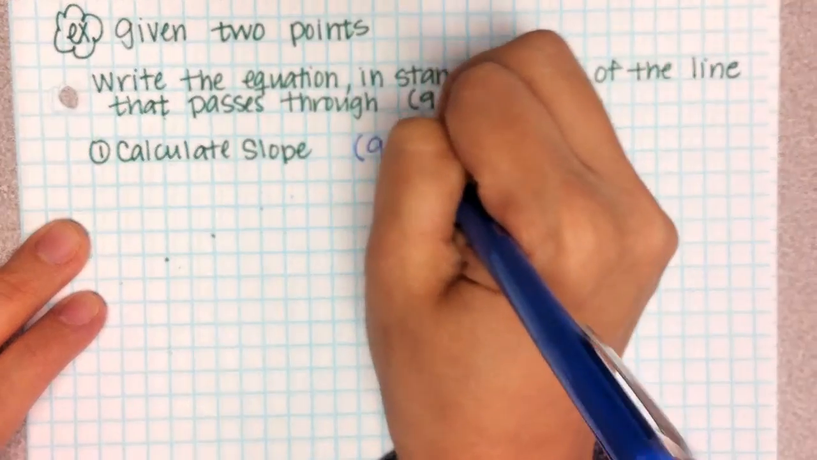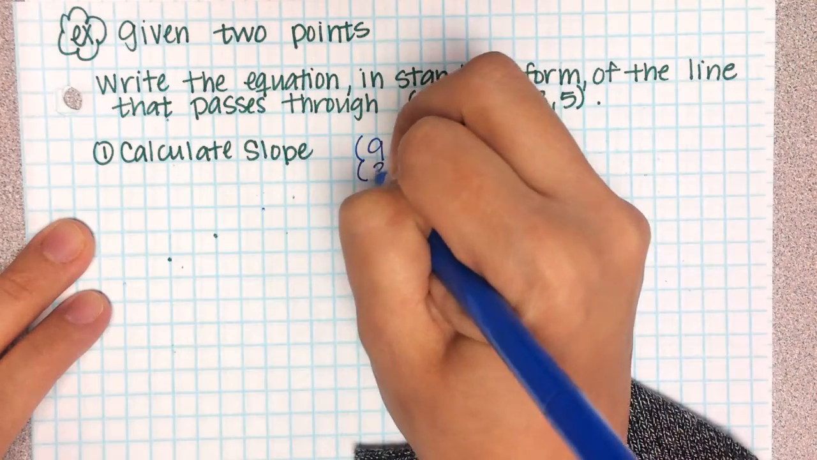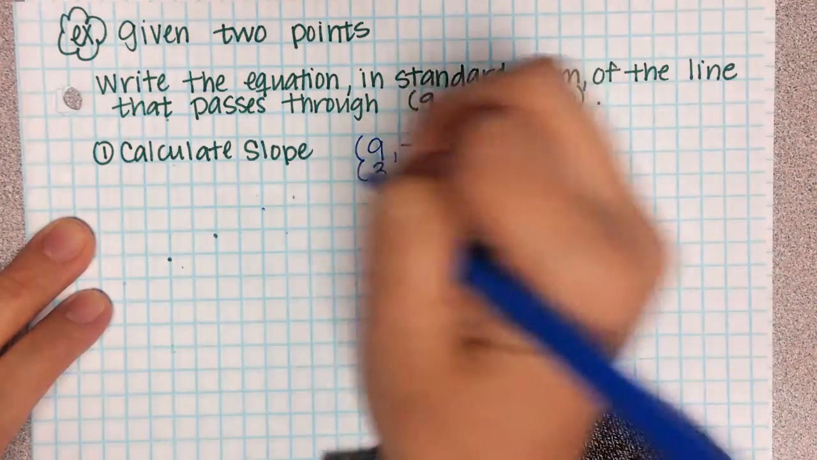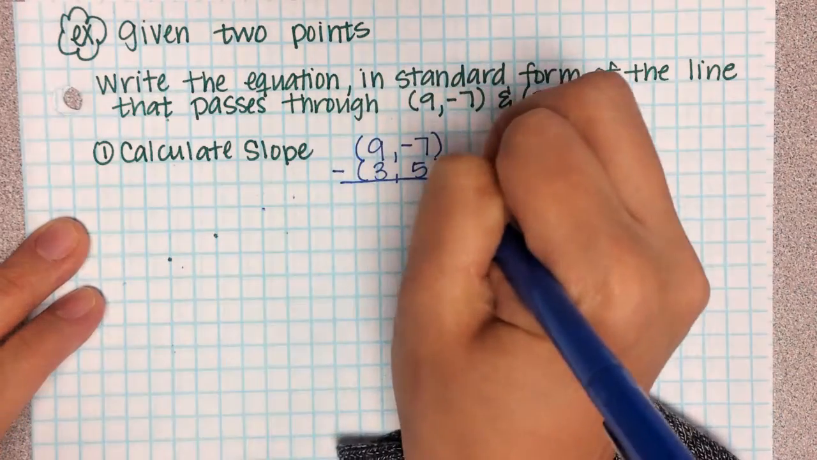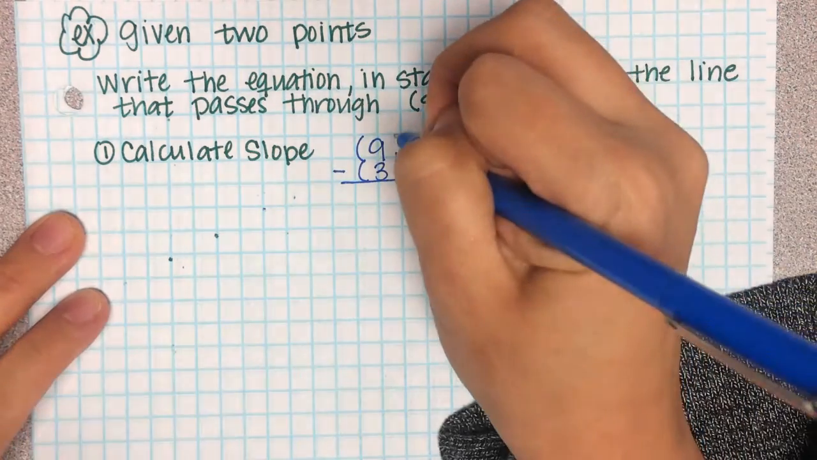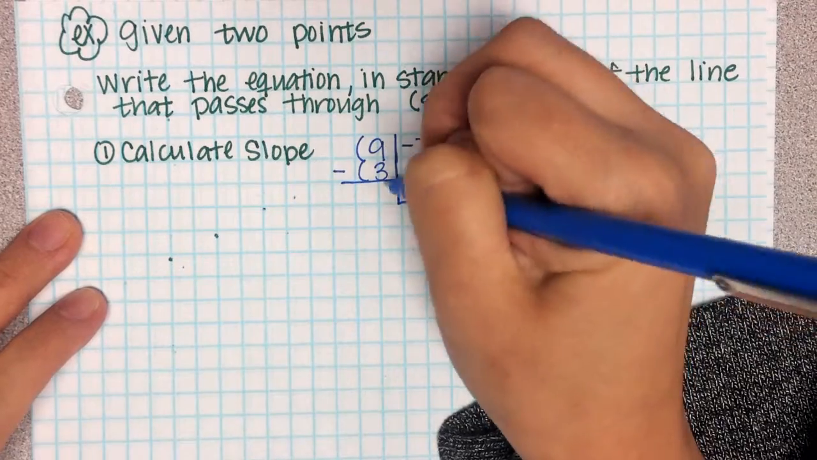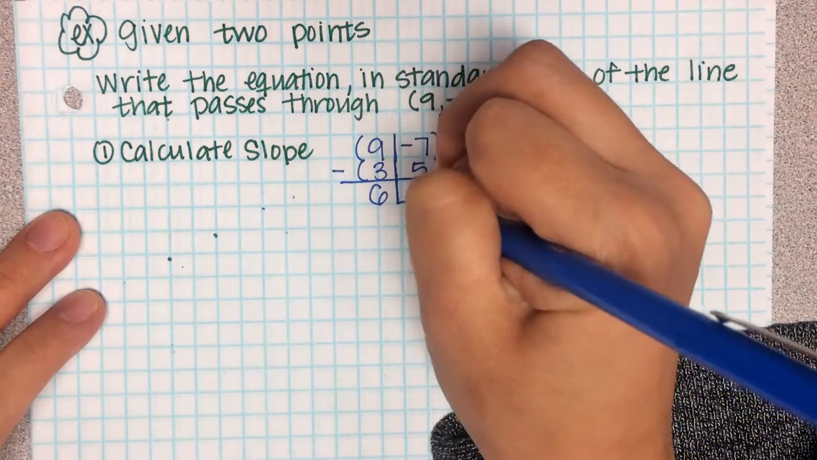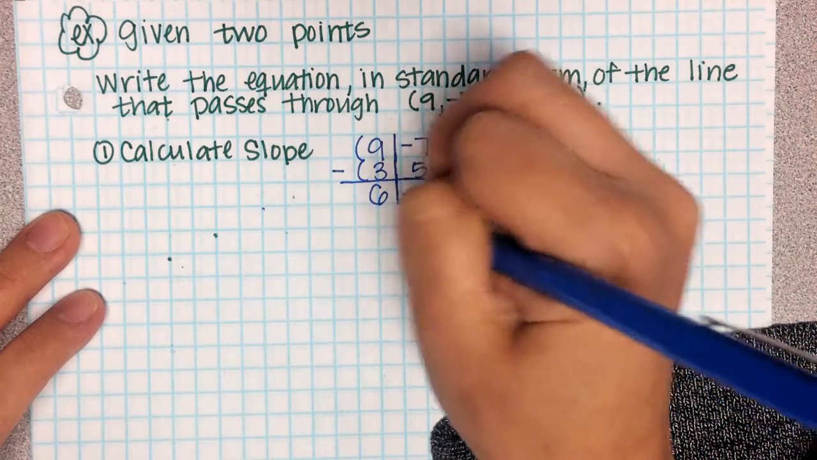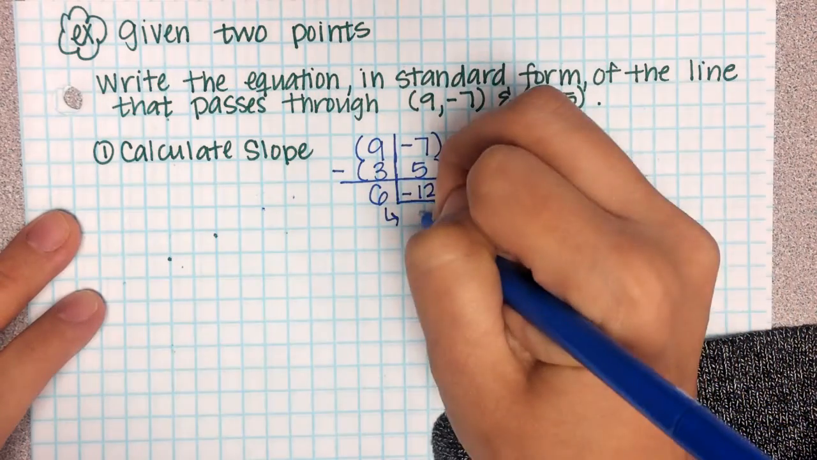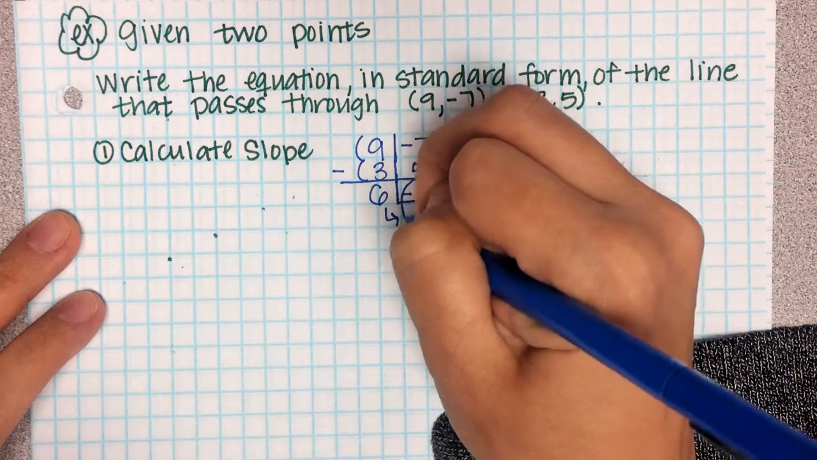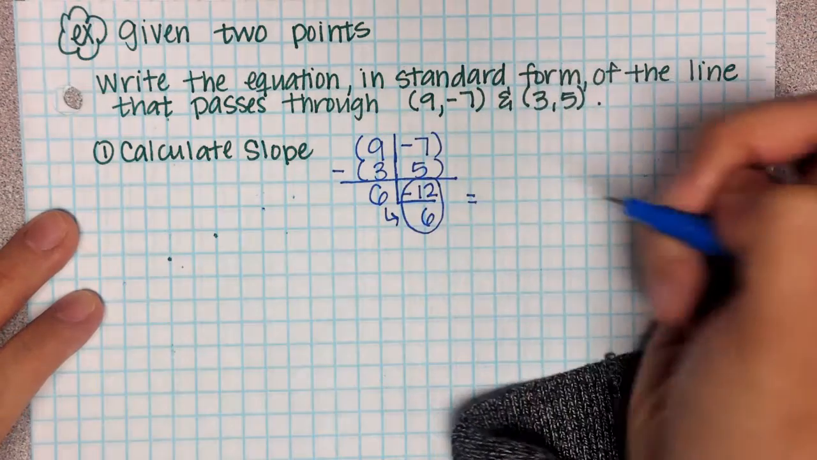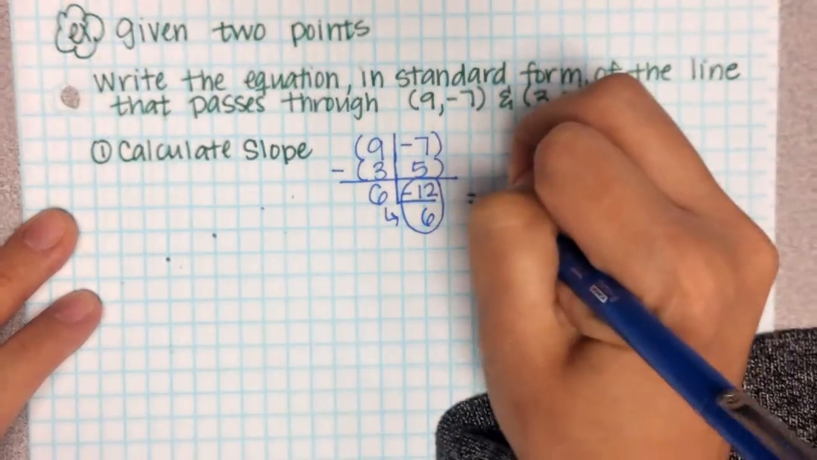So that's (9, -7), (3, 5). Nine minus 3, 6. -7 minus 5, -12. Move that down. Here's my fraction. Simplify if you can, and I can. It is -2.